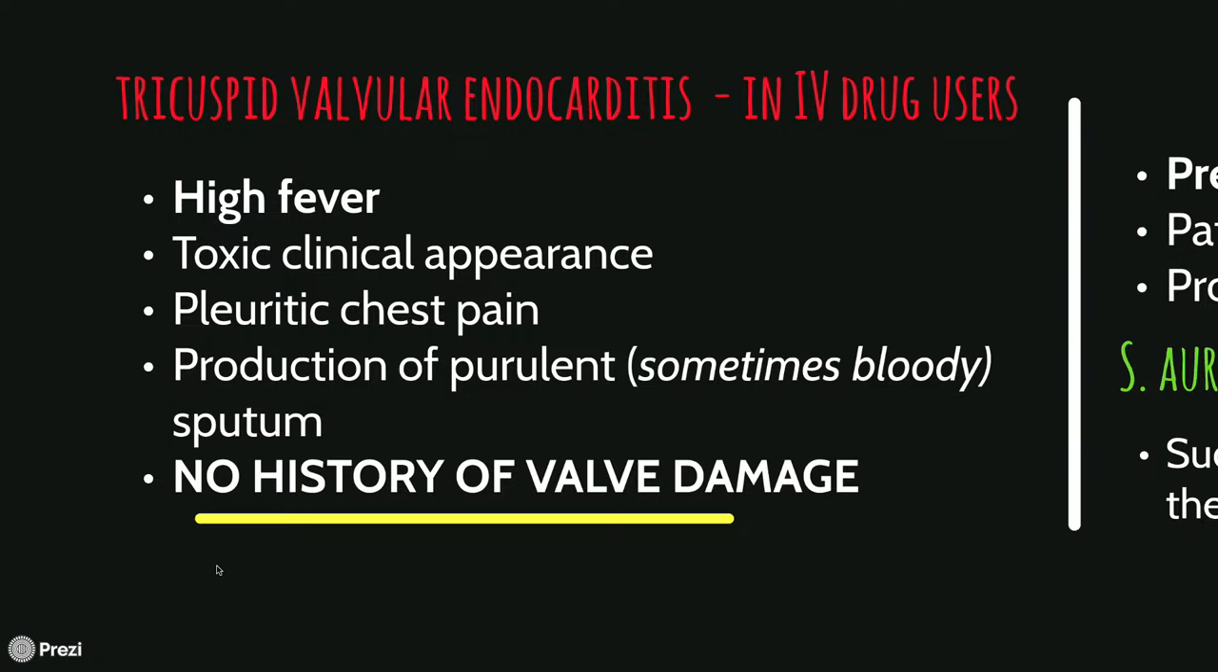Patients present with a toxic clinical appearance. That's what I meant when I said that you look at the patient and they really do look sick. Pleuritic chest pain is sometimes accompanied, sometimes bloody, sometimes purulent sputum, and no previous history of cardiac disease. That's going to be a classic, typical patient with tricuspid endocarditis.